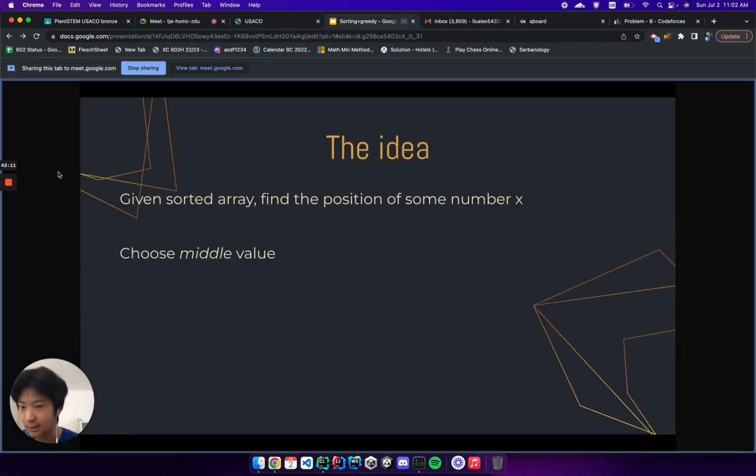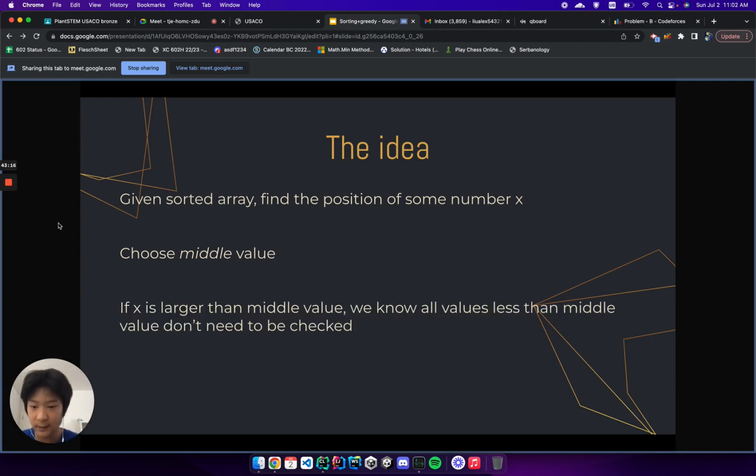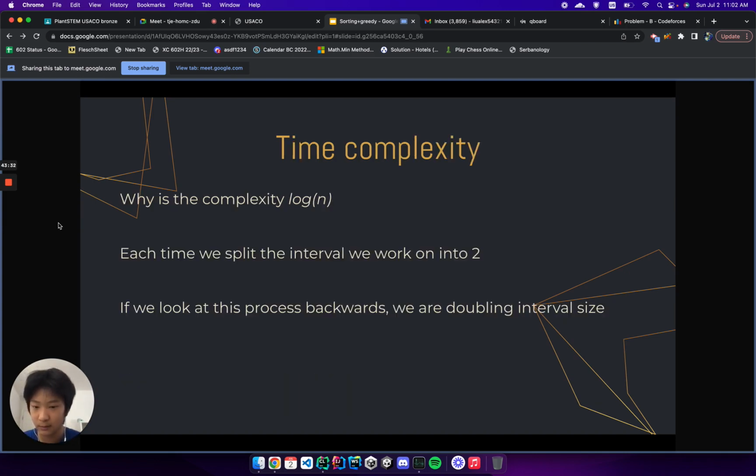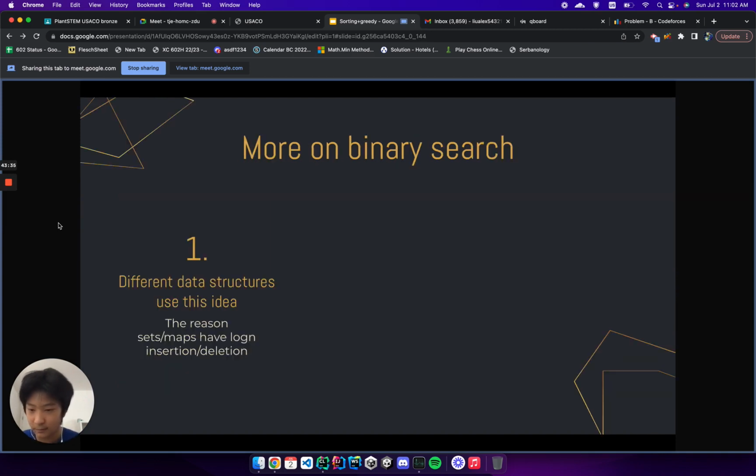Alright, so binary search. We always choose the middle value and compare x to it. If x is larger than the middle value, all the values less than the middle one can be discarded, they don't need to be checked. So like I said, different data structures use this idea. The reason why sets are fast is because they use this idea.